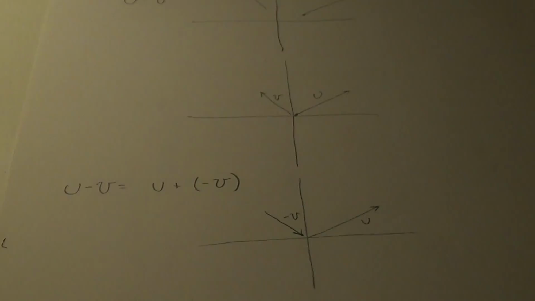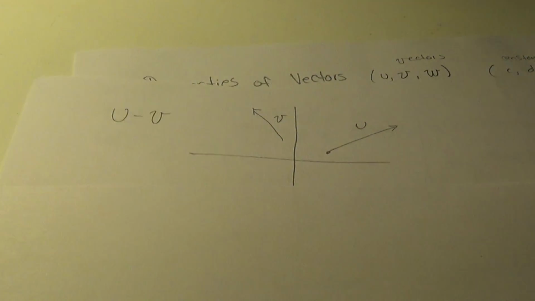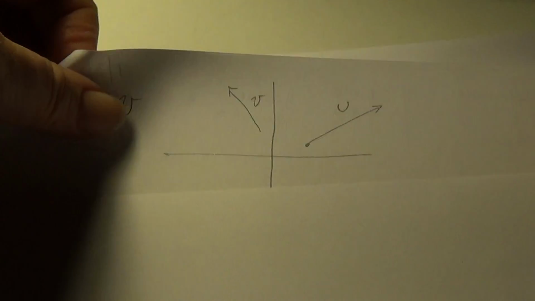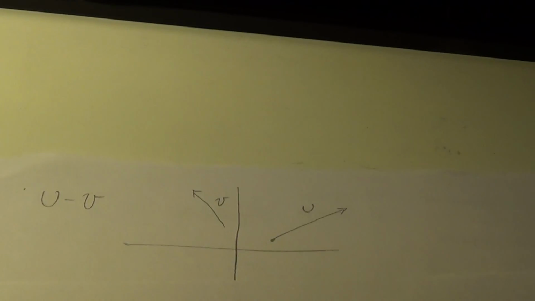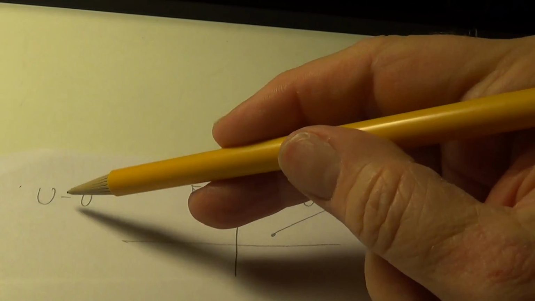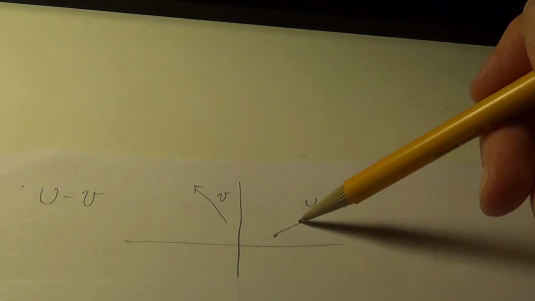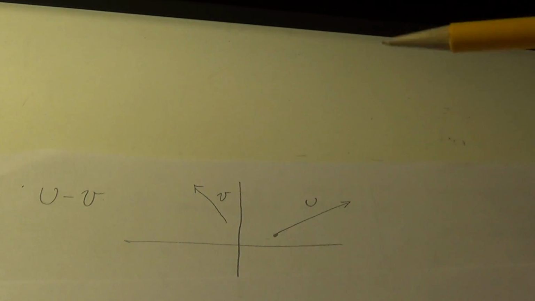All right, the next thing that I want to talk about is drawing u minus v on a graph. And again, this should look familiar for many of us. Suppose I take vector u and subtract vector v. So I've drawn an example of u and an example of v.